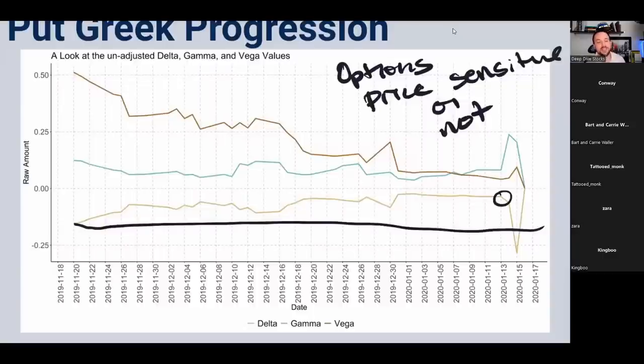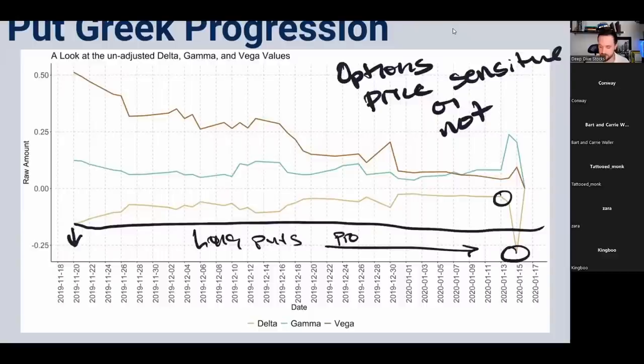But they were drastically underwater until 2 days before expiry. And then something happened to push the delta of those options below the delta that they were purchased at. So if these were long puts, this now is profitable. So what would the next question be? Where does your mind go with this? What piece of data would you want to look at with this in mind?